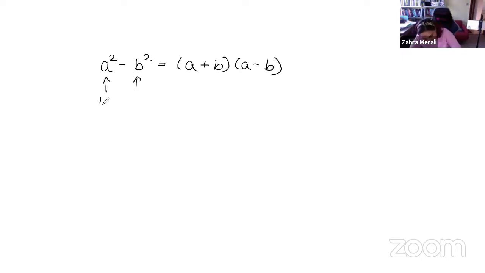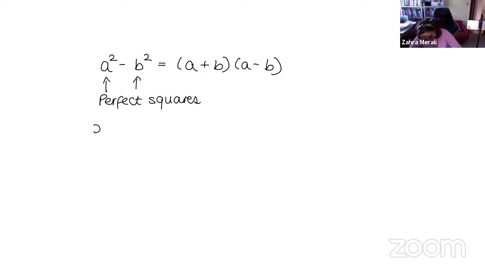So the general equation for the difference of two squares: if you've got a squared minus b squared, you can write it as (a plus b)(a minus b). Both terms have to be perfect squares for you to be able to use this, and there has to be a minus in between them. So let's take a few examples and get your head around this.